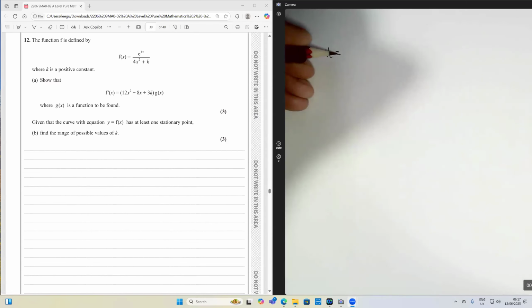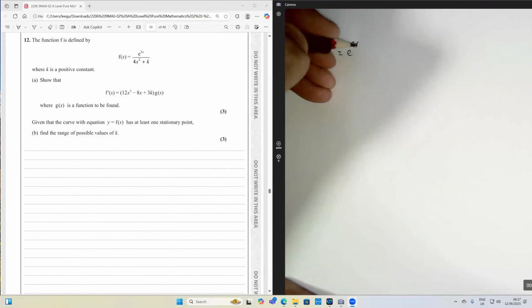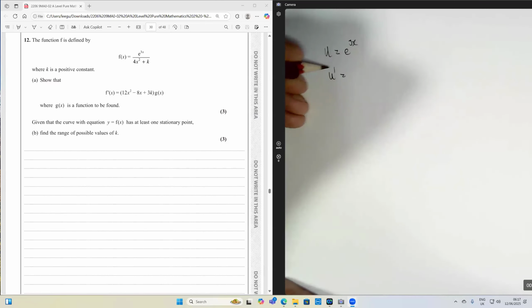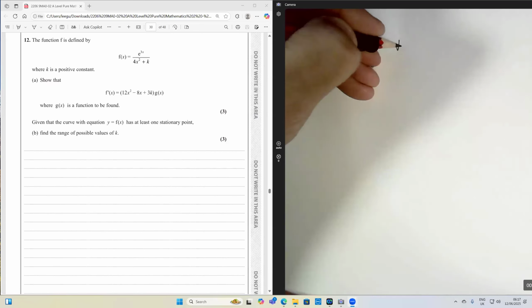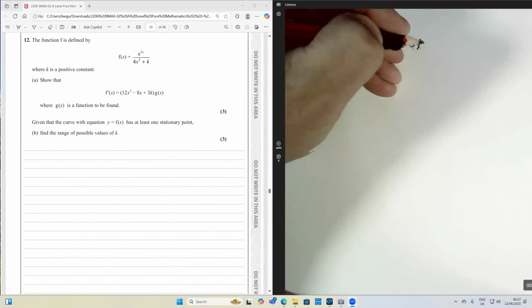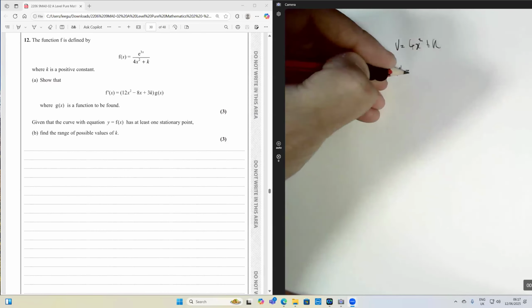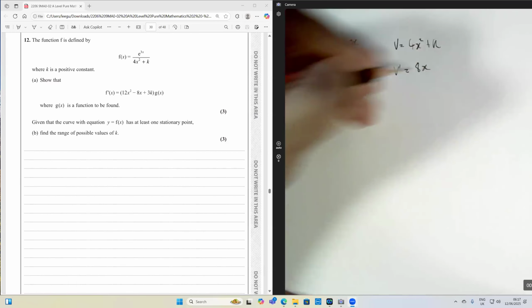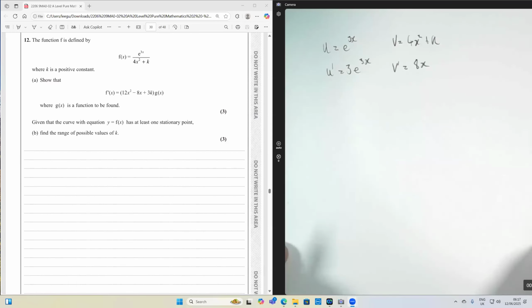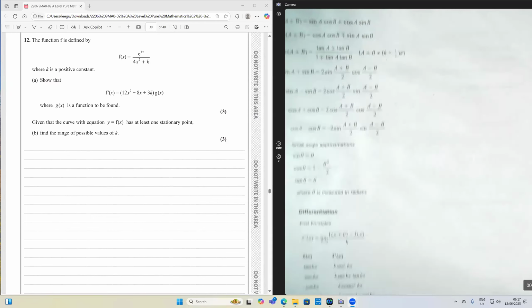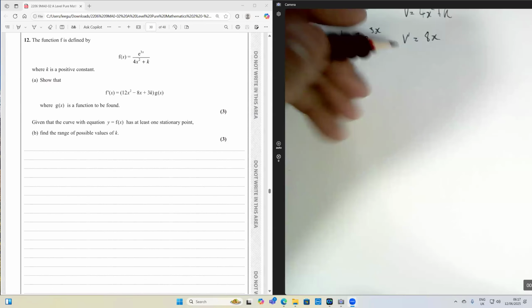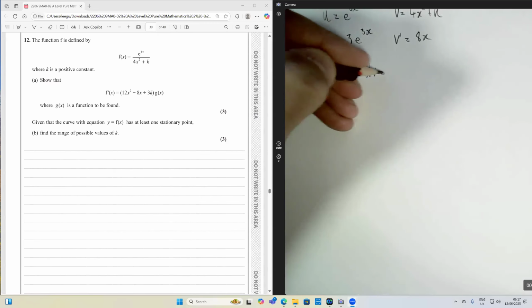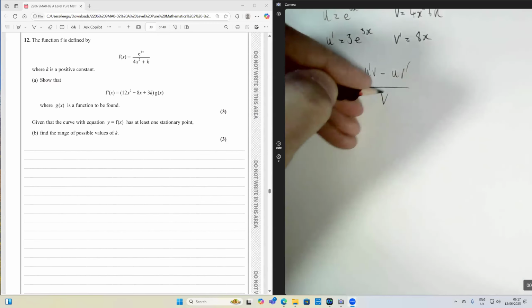So our u is going to equal e to the 3x. Therefore, our u dashed is going to be 3 e to the 3x. Our v is equal to 4x squared add k. Therefore, v dashed is going to equal 8x. Remember, we're given the quotient rule in the formula booklet, admittedly in a different format, but it is going to be u dashed v minus uv dashed over v squared.